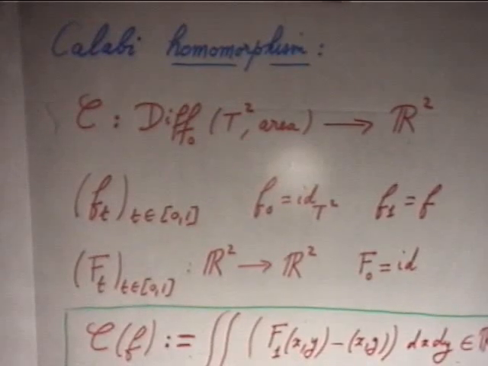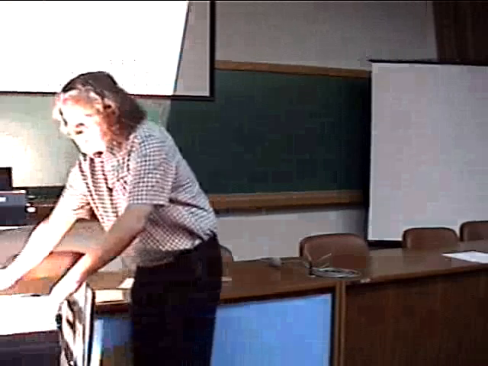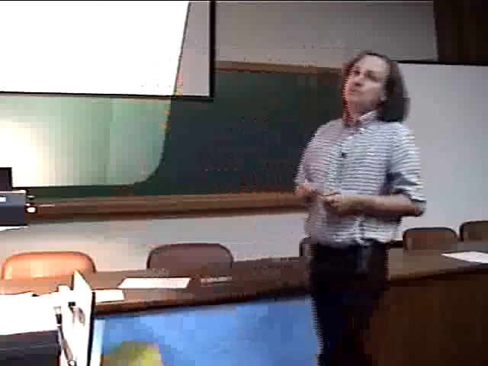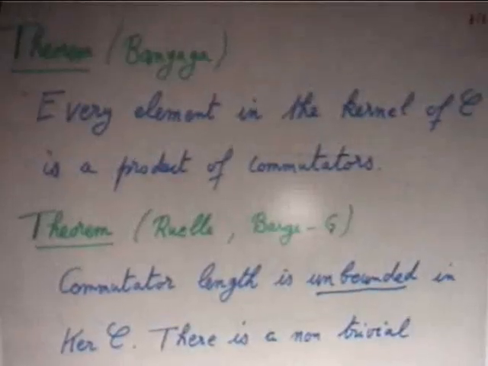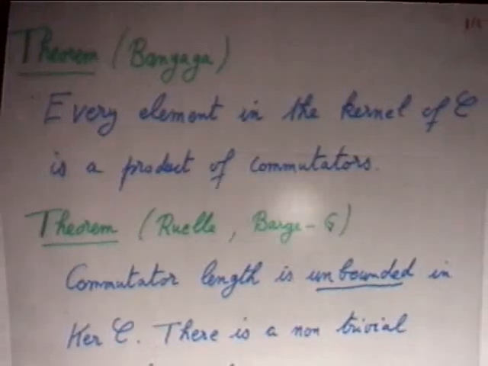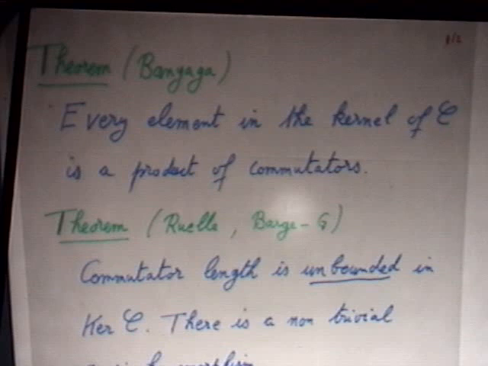However, there is a theorem due to Banyaga, which tells you that this Calabi invariant is the only obstruction to do it. In other words, the theorem of Banyaga tells you that any element in the kernel of this Calabi invariant can be written as a product of commutators. So this has been proven in the 80s or something. Maybe not, 75 or I don't know.